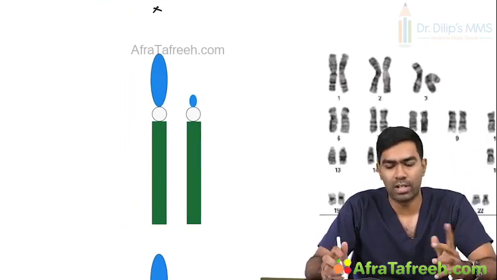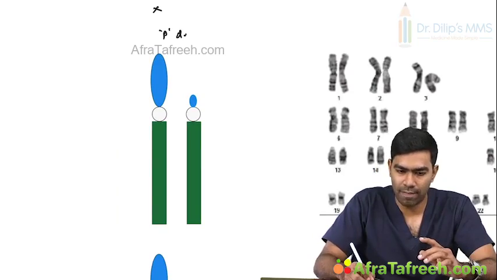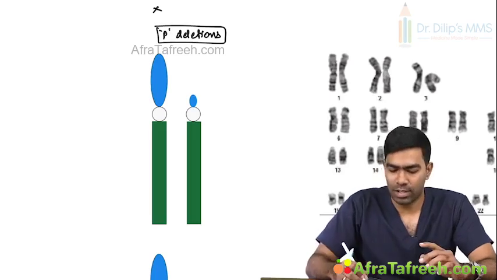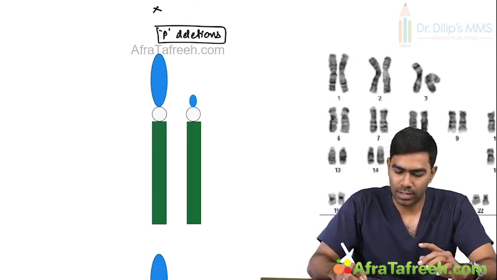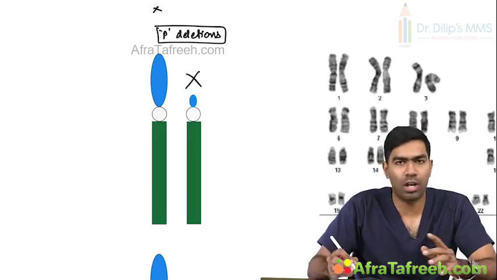And the third one is P deletions. You can see a lot of chunk of P is not there, deleted, and only a small amount of P is there.